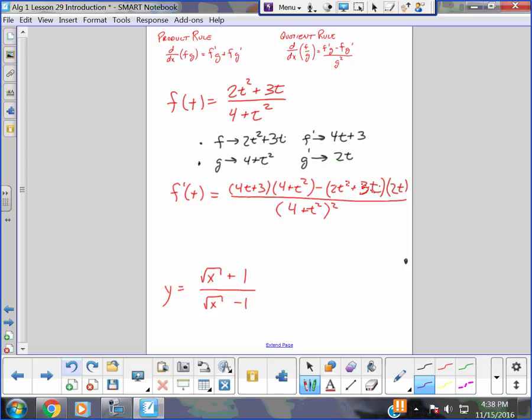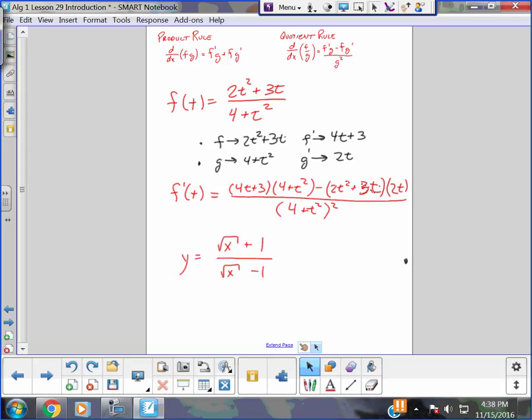Next one, once again, I look at this, I see that there's no way I'm going to simplify this y value, so I'm going to pick my f and g. I think my f up for the top is the square root of x, x to the half, plus 1. I turn the radical into a fractional exponent. My g on the bottom is x to the half minus 1.